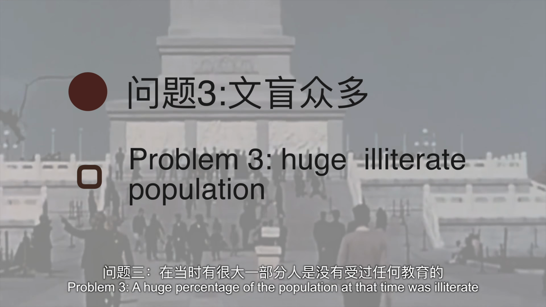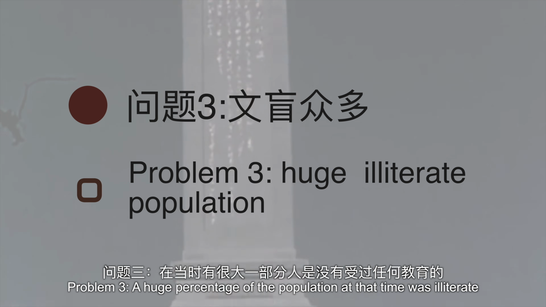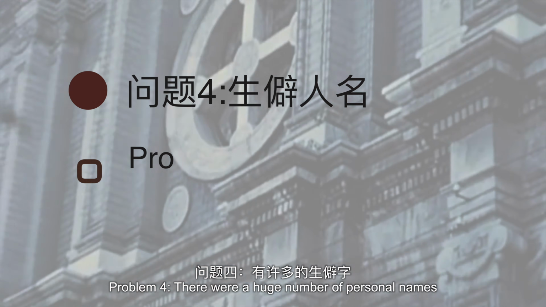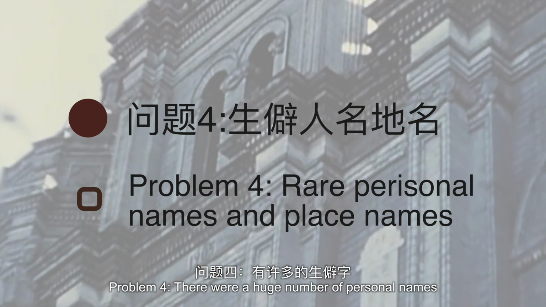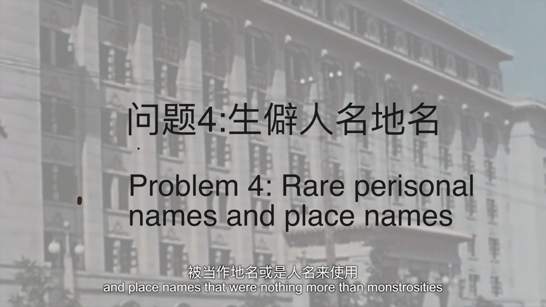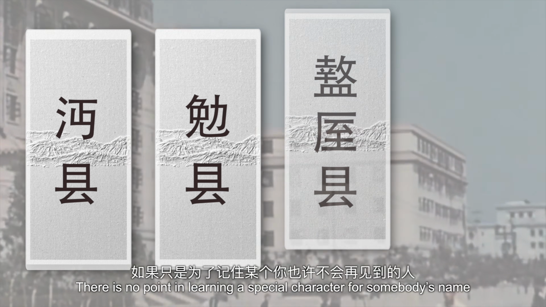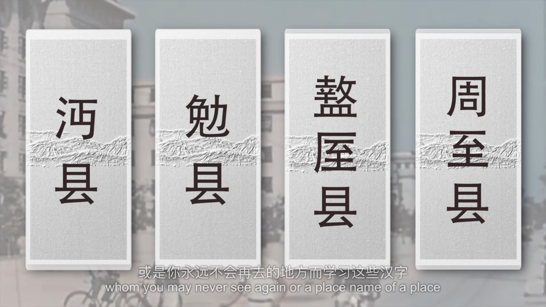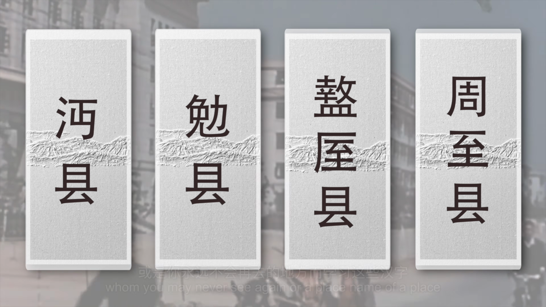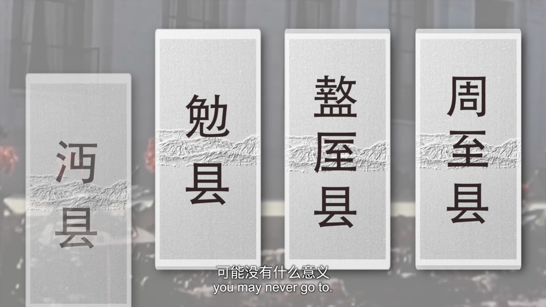Problem 3. A huge percentage of the population at that time was illiterate. Problem 4. There were a large number of personal names and place names that were nothing more than monstrosities. There is no point in learning a special character for someone's name whom you may never see again, or a place name of a place you may never go.